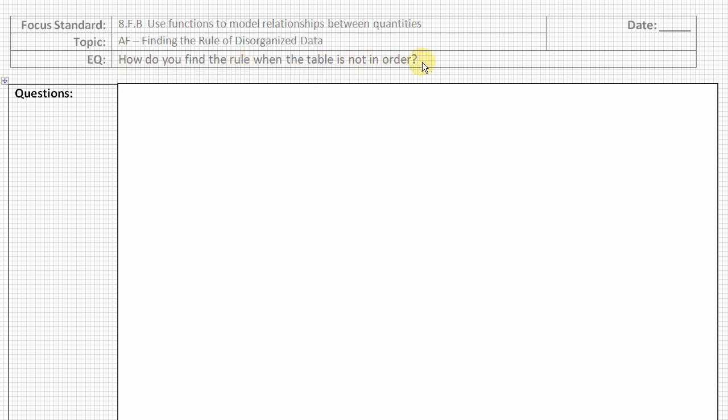Please take a moment, pausing the video if you need to set up your header. Be sure to include today's date, set up your question column and your note column, and resume the video when you're ready to begin.